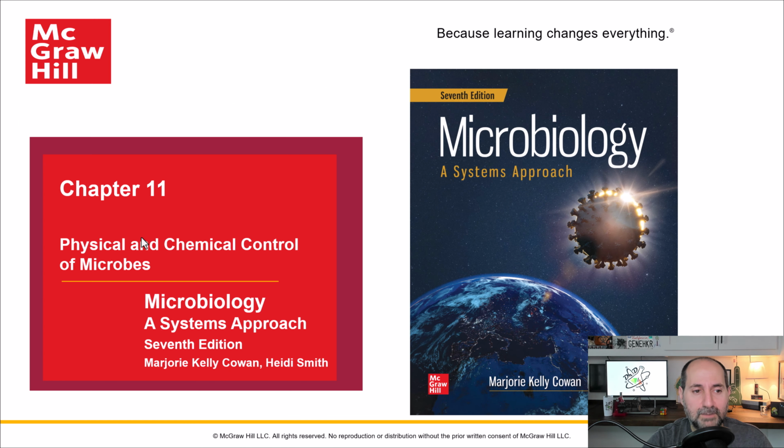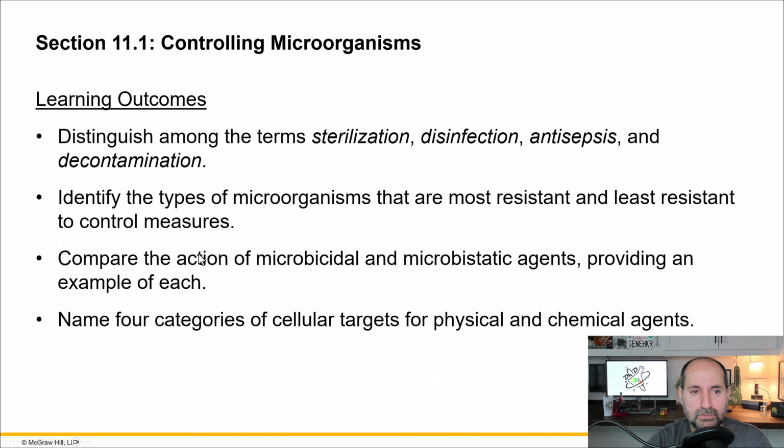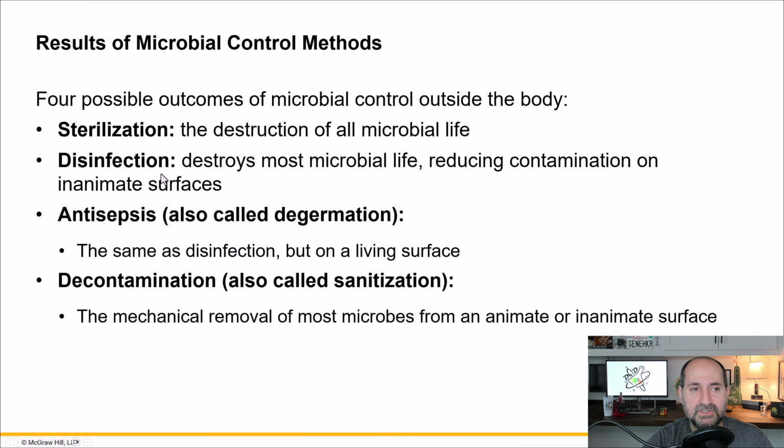Here we're learning about physical and chemical control of microbes. Remember, you need to know these terms: sterilization, disinfection, antisepsis, and decontamination or sanitation. You should know that sterilization is the gold standard. This is when everything that can cause disease is neutralized, like something that's been autoclaved or incinerated, right? Even endospores have been destroyed.